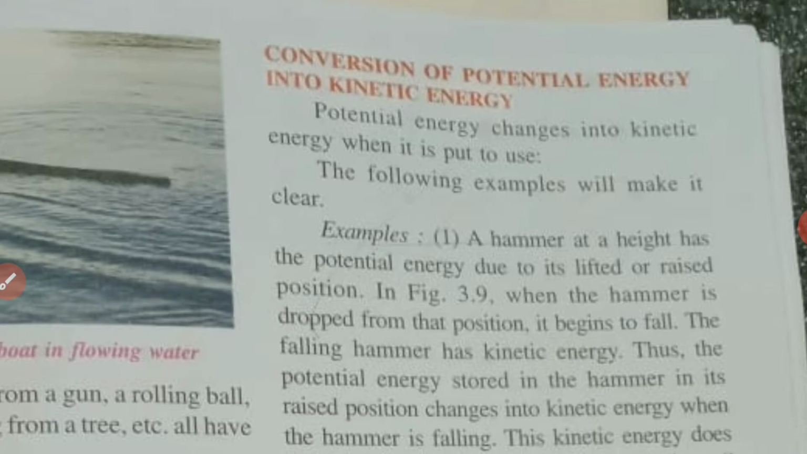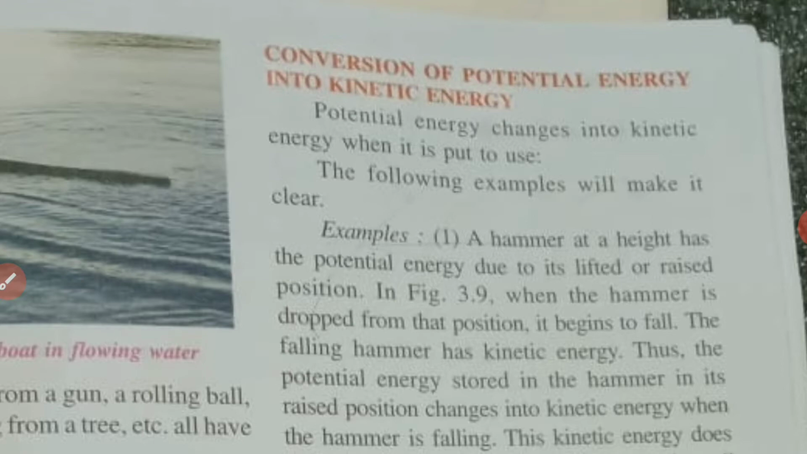Potential energy changes into kinetic energy when it is put to use. That means if you want to extract work from potential energy, if you want some object to do work, and if that object has potential energy, first the potential energy needs to get converted into kinetic energy, then only we can extract work from that potential energy. The following examples will make it clear.